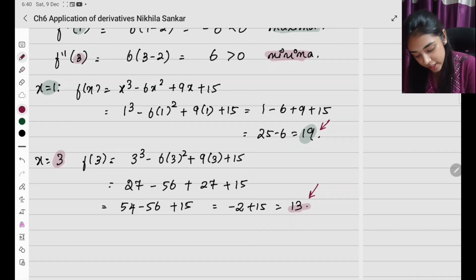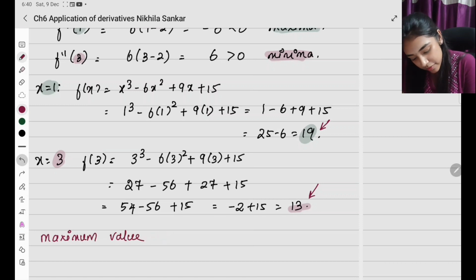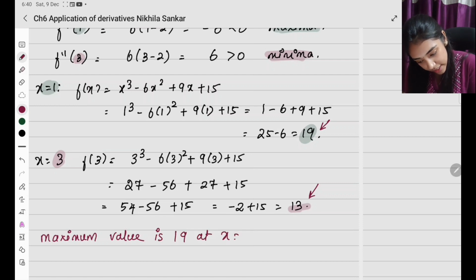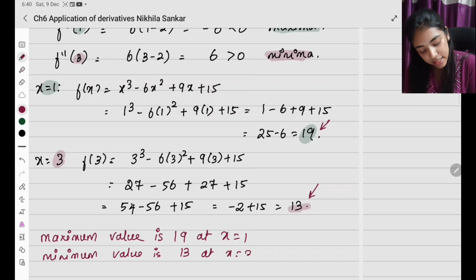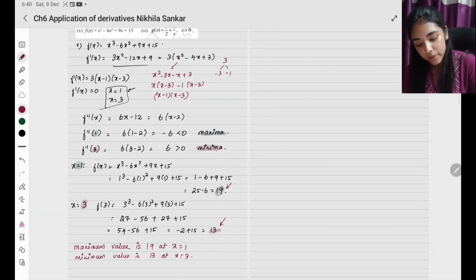So what is my final answer? Maximum value, what is the maximum value? Maximum value is 19 at x equals 1, and what is the minimum value? Minimum value is 13 at x equals 3. Okay, please copy.